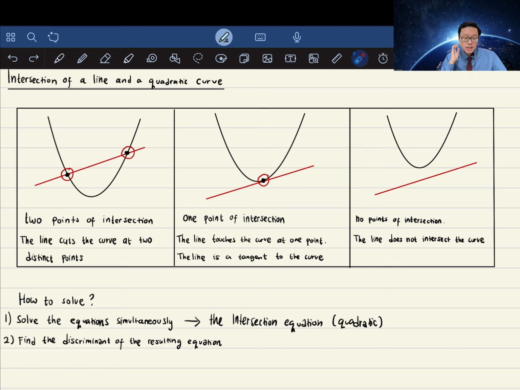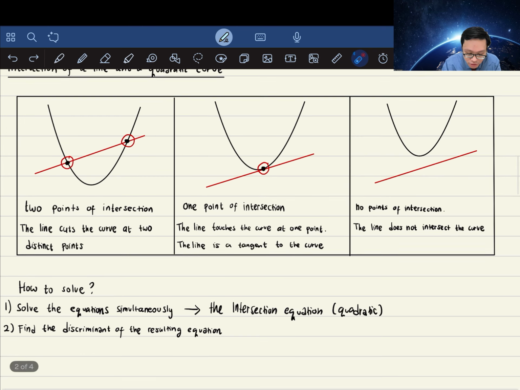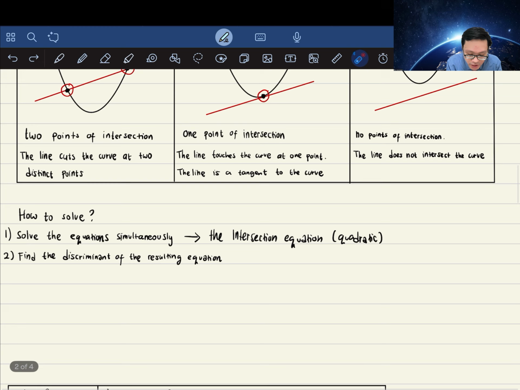And how do we apply the idea of discriminant? So how to solve it? First, solve the equations simultaneously. You will get something called the intersection equation, and it has to be quadratic because we combine quadratic with linear. And then we find the discriminant of the resulting equation.